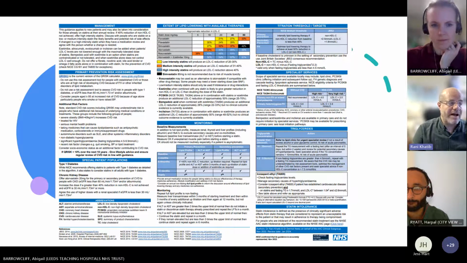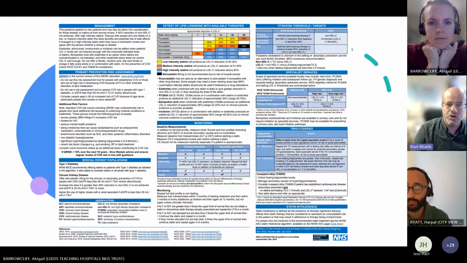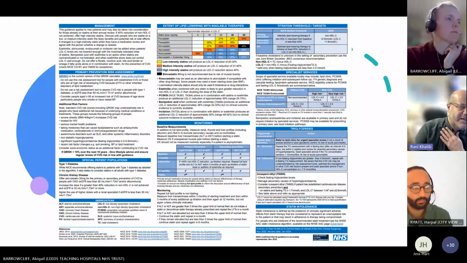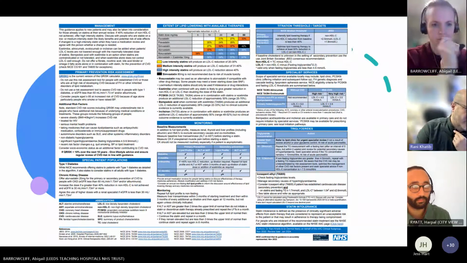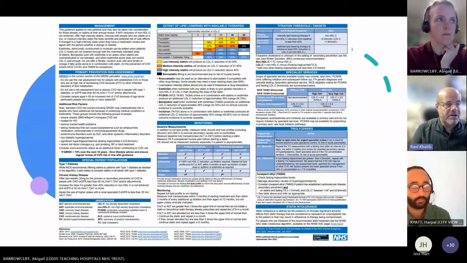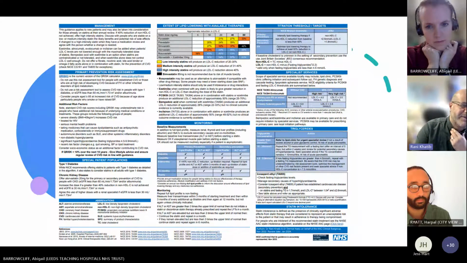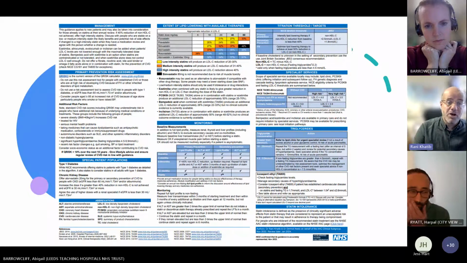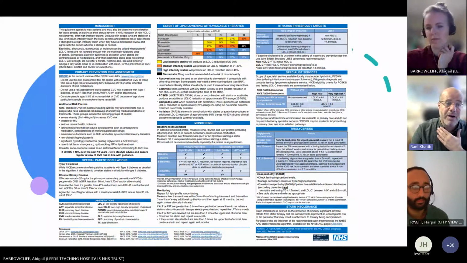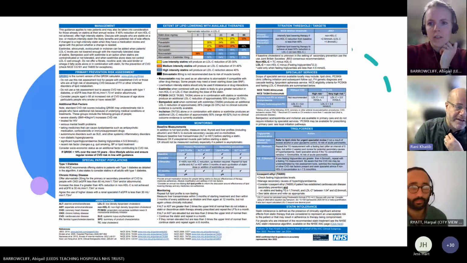The left column talks about general management, primary prevention risk assessment, and the do's and don'ts when you're using Q-risk: which population is automatically classed as high risk, and which populations need Q-risk. That's in the special patient populations there. The middle column talks about what extent of reduction you're likely to get from different lipid-lowering therapies, and the likelihood of meeting target, which is highlighted in the third column, the top, where it says titration thresholds and targets.